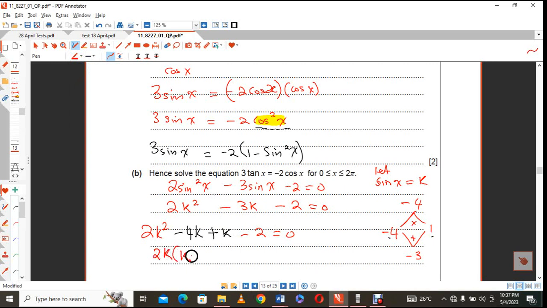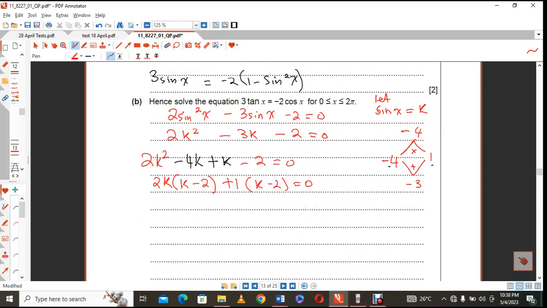2k outside, k minus 2, and then plus 1, and k minus 2. Again, as I said, you can use the formula in order to solve that. And the formula ordinarily is also given to you in the formula sheet at the bottom of the question paper. If two things multiply to give you 0, it implies that one or the other should equal 0. So 2k plus 1 is equal to 0, or k minus 2 is equal to 0.